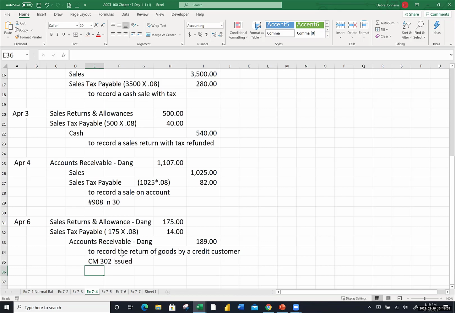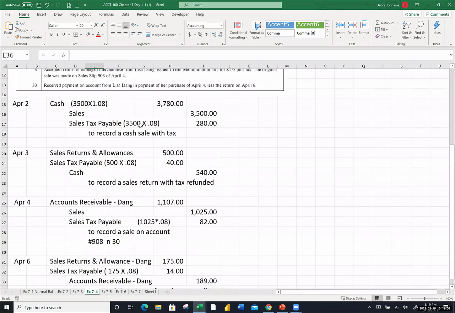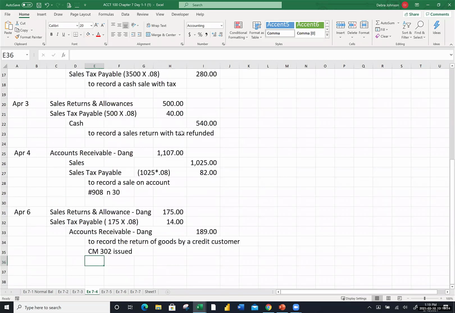And then finally, what's going to wrap this up is we've got to receive the cash from her. I'm sure that's going to be the last item. I'm going to scroll up here. Recorded payment on account, and payment of that purchase less the return.